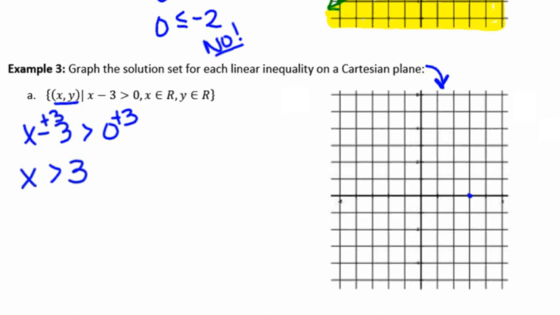Now solid or dotted, we look at our inequality. There's no equals there. So I'm going to have a dotted line going through x equals 3. And then I want to shade the values that are greater than 3. So we know that without having to do a test point, that will be on the right-hand side. So with our highlighter, I would shade the x values that are greater than 3. These will be all the values in our solution set stated above.